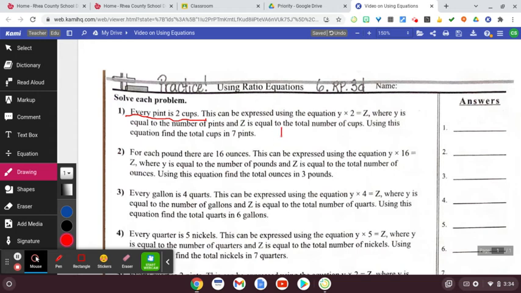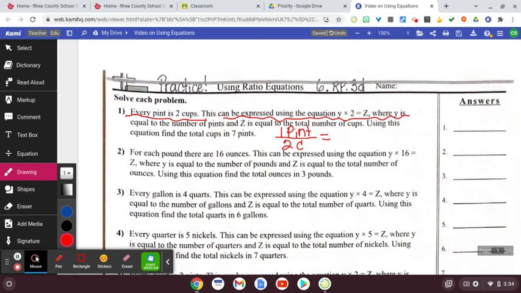So that's why on the paper I put 1 p, or pint, is equal to 2 cups. So I'm just going to abbreviate C for cups. This other part of the information that says this can be expressed using the equation, I'll show you that in just a second, but I'll show you an easier method. So this is what you're going to do.